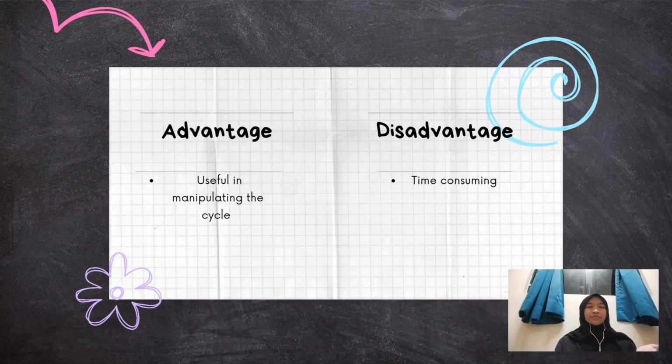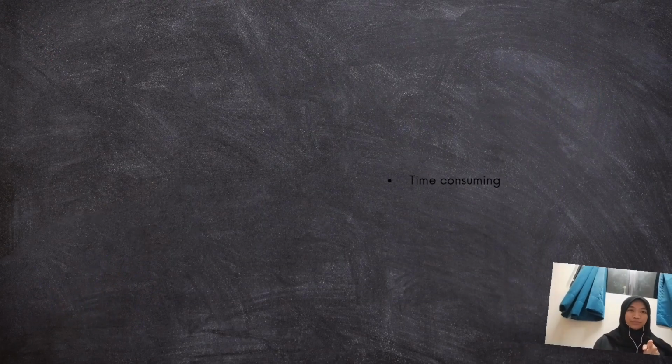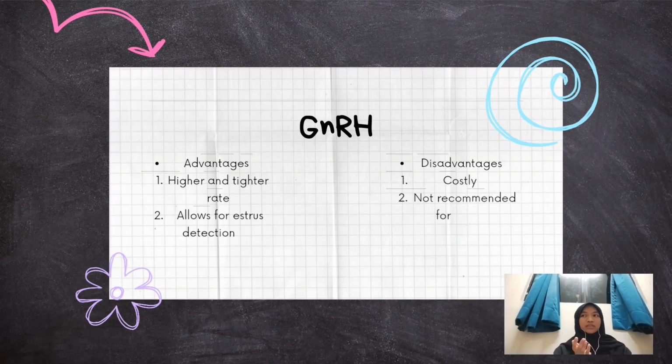So all the methods mentioned earlier have their own advantages and disadvantages. In general, these methods are useful in manipulating the cycle so that multiple cows can be ovulated around the same time. However, it is time consuming. Firstly, we have GnRH. It has a higher rate of estrus synchrony compared to the PGF protocols that we will go through later, and it allows for estrus detection. However, it requires higher cost due to the hormone injection, and it's not recommended in heifers.